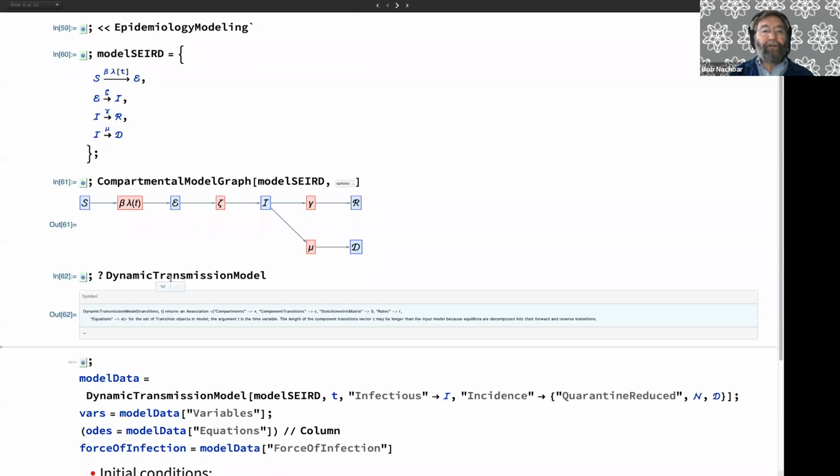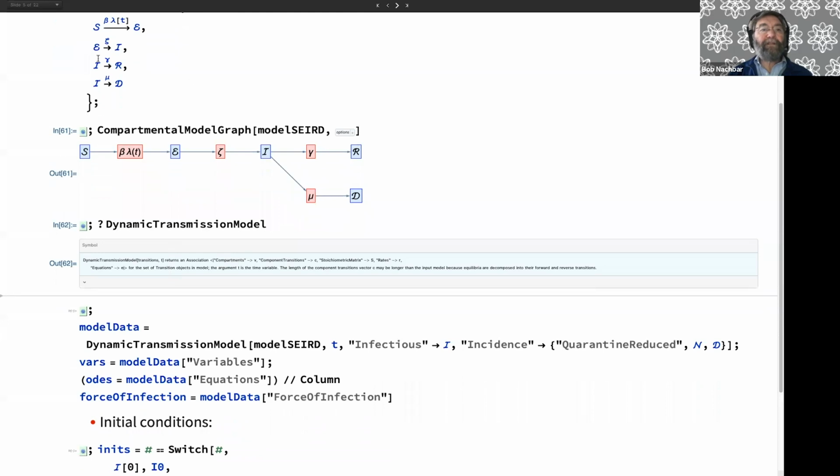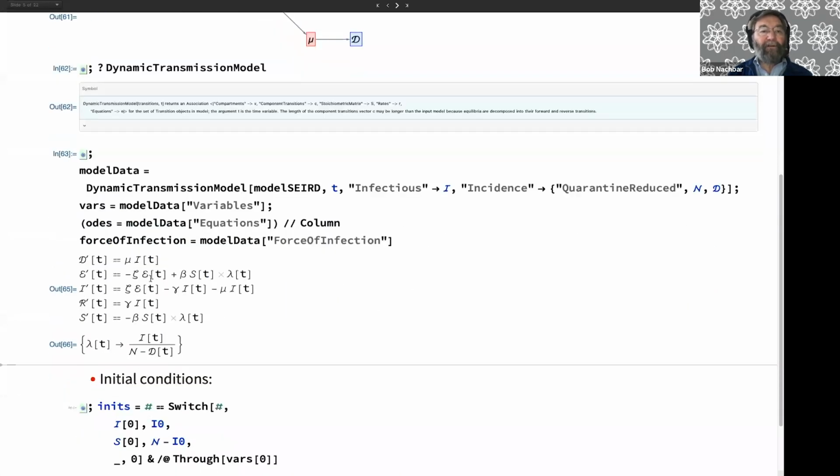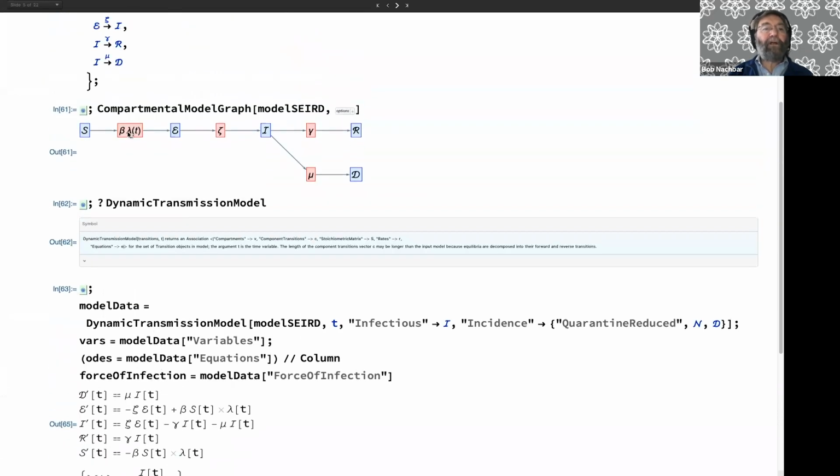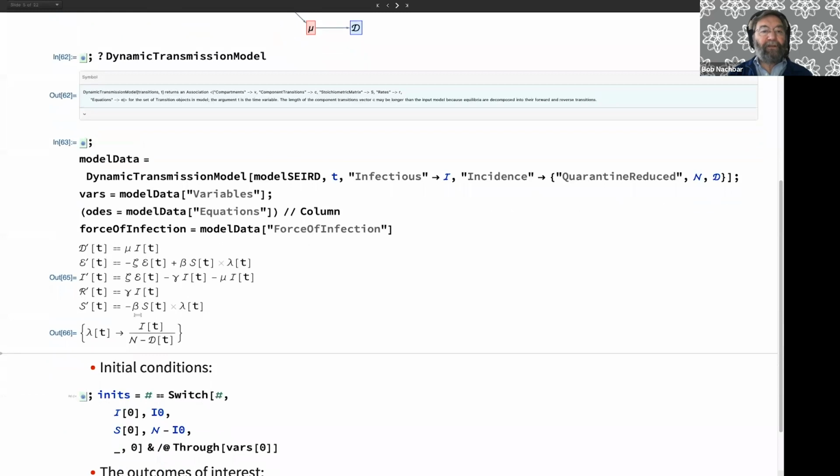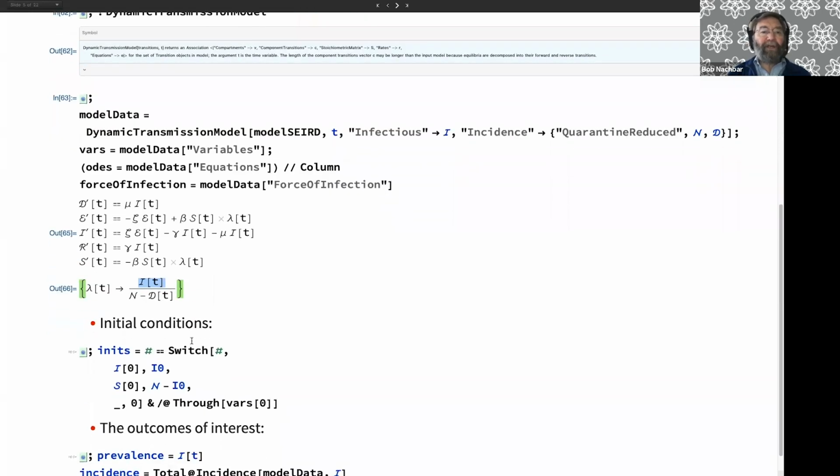And we have a function called dynamic transmission model that basically takes the set of transitions and then returns a number of data elements that include, among other things, the differential equations and the force of infection. The force of infection comes in the model here. It's the contact rate times the force of infection, and the force of infection is essentially the number of infected people. In this model here, we're using standard incidence, so we divide that by the total population size, and we also reduce it by the number of people that have died, because they're really removed, and they shouldn't be included in the computations after they die.